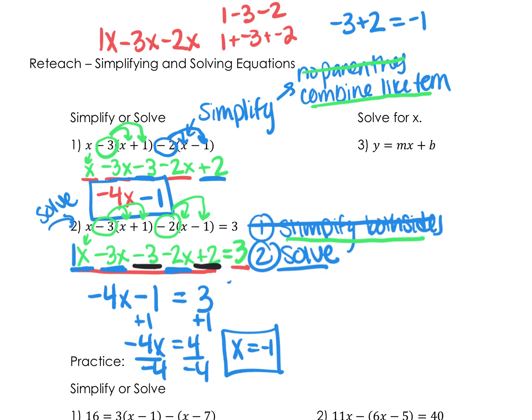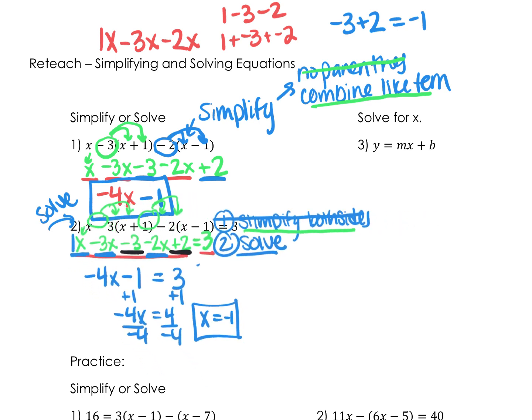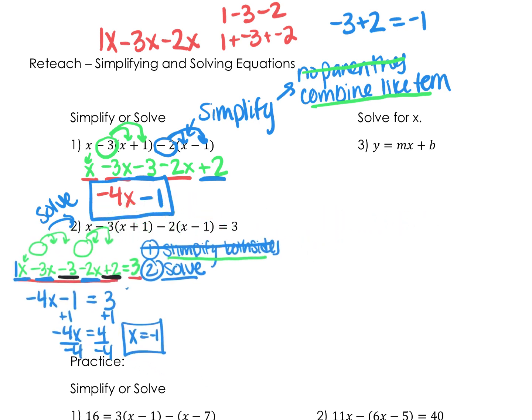All right, last one. I'm going to move this a little bit out of the way so we can do number 3. So for number 3 here, okay, we're solving for x. So we're trying to get x by itself. It's just like the last problem, okay? We want to get x by itself. So that's our goal, is to get x by itself, all right?